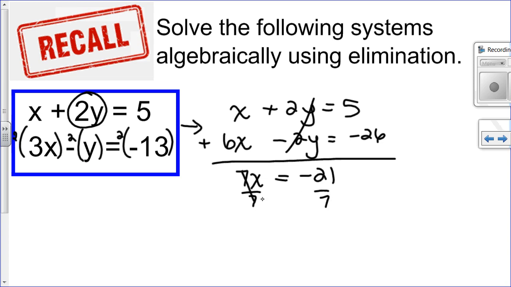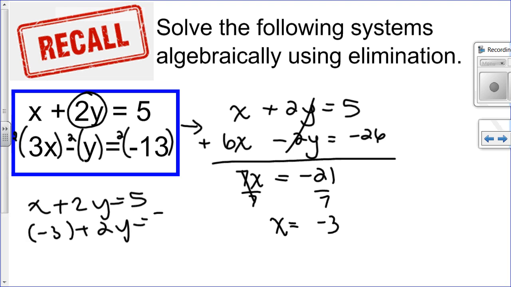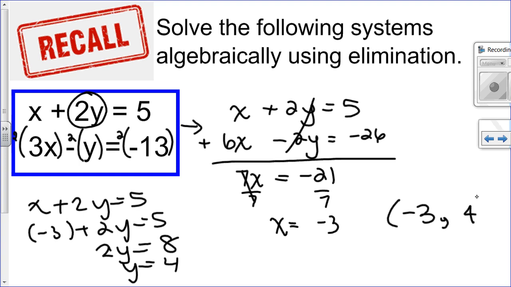Divide both sides by 7, and I get x equals negative 3. Then I go back to either equation to solve for y. Doesn't matter which one you go to. Let's just go with the first one. So x plus 2y equals 5. That means negative 3 plus 2y equals 5. I will add 3 to both sides and divide both sides by 2. So I get a solution, which is, of course, a point that I would then check. The solution as a point is the point of intersection.